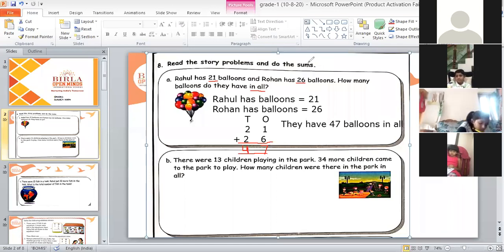Question is, there were 13 children playing in the park. You all can see this picture in your book. There is one park, and in that park 13 children were playing. 34 more children came to the park to play. Now they are asking you how many children were there in the park in all.